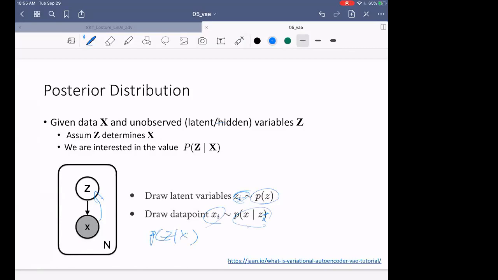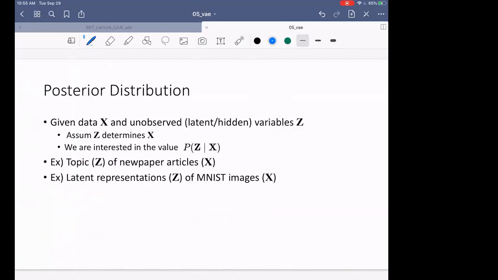So when you have X, you want to retrace back to the origin Z, like if you see an X. So that's the posterior distribution. Sometimes you really want to learn this in a lot of concrete real world applications of machine learning. So yeah, there are two examples.